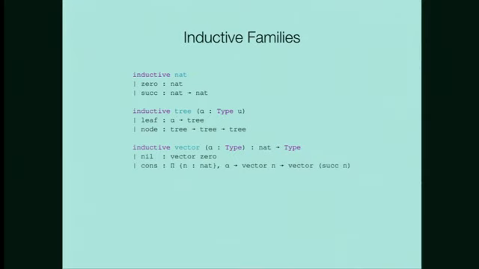Inductive families. In Lean, you can have inductive data types like natural numbers, trees. You have also indexed families. The inductive family vector is a family of indexed data types because you have an index here, nat. You see that it's not uniform, this inductive family. The first constructor builds a vector of size 0, and the second one a vector of size successor of n.